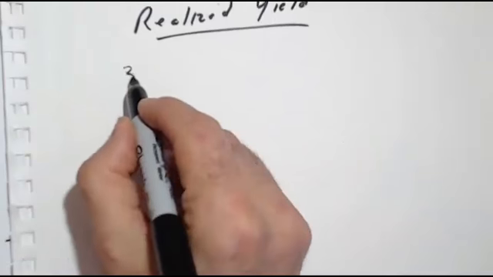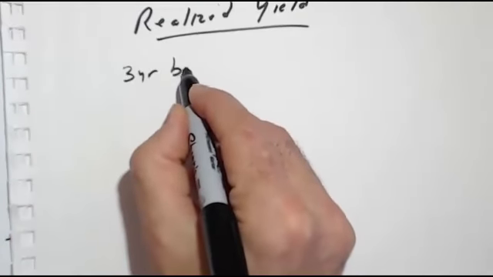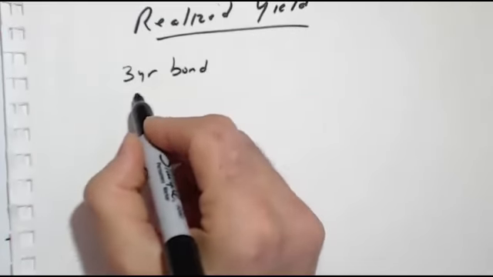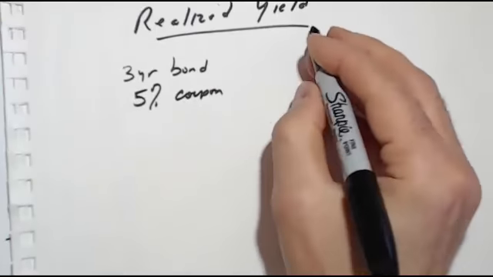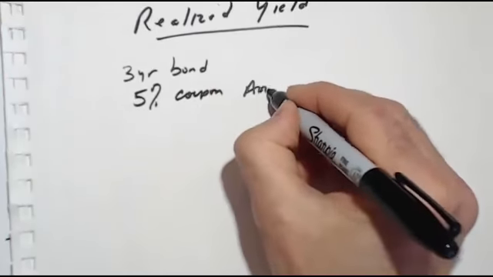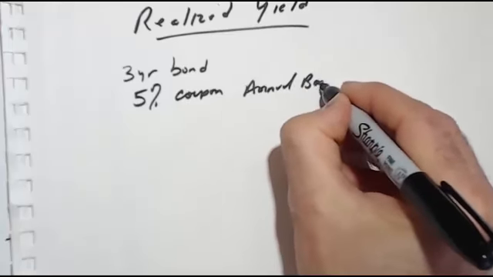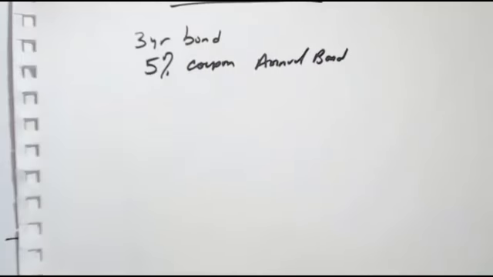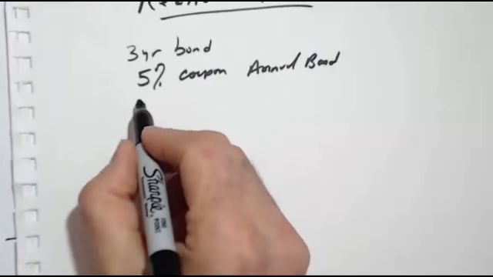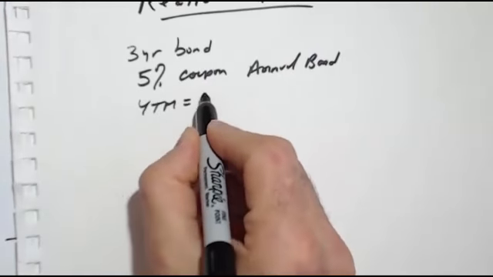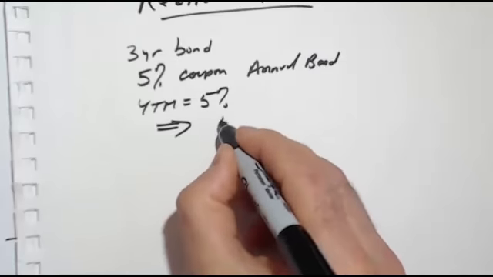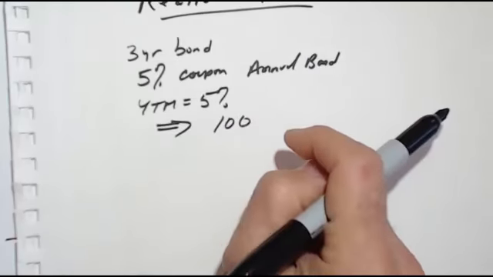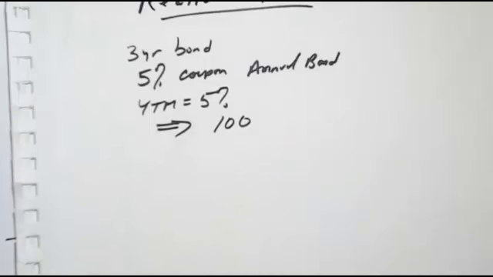Let's assume we have a 3-year bond with a 5% coupon. It's an annual bond. Let's get away from the semi-annual. Okay? And let's say the yield to maturity is 5%. As soon as we see that, we know the bond is trading at par, $100 or $1,000.